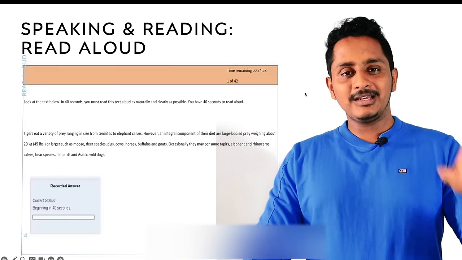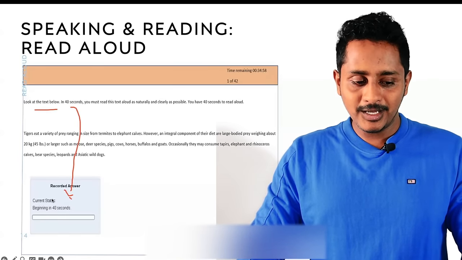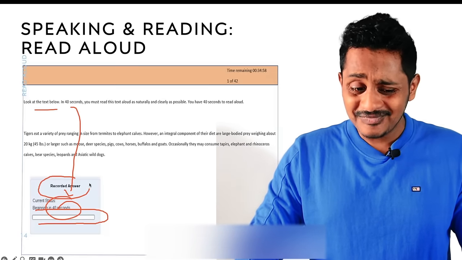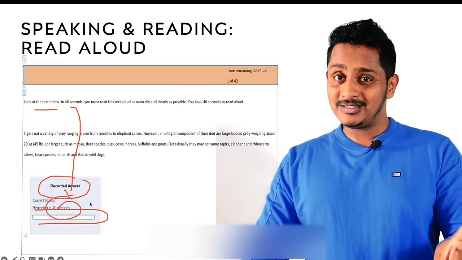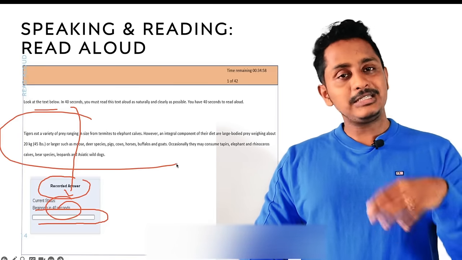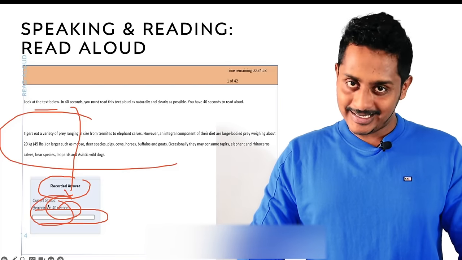How does the module look? It comes like something like this. Look at the text below in 40 seconds. So beginning in 40 seconds, they're going to give you 40 seconds. This is the status box wherein it shows that right now it's time for you to prepare. During this time, you can speak whatever you want. The mic will be off after 40 seconds.